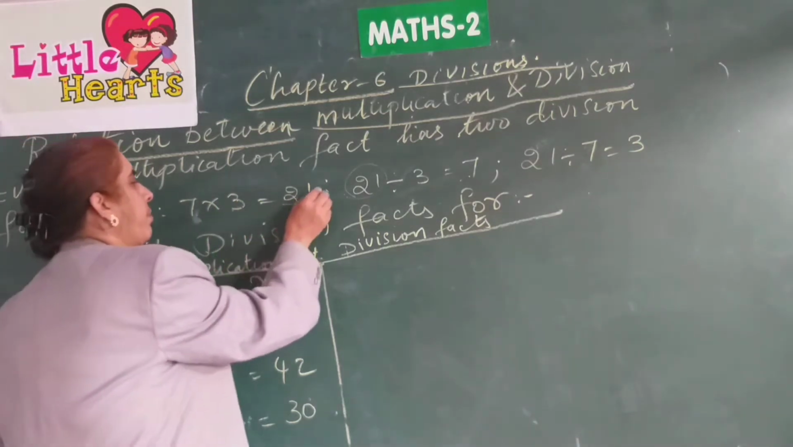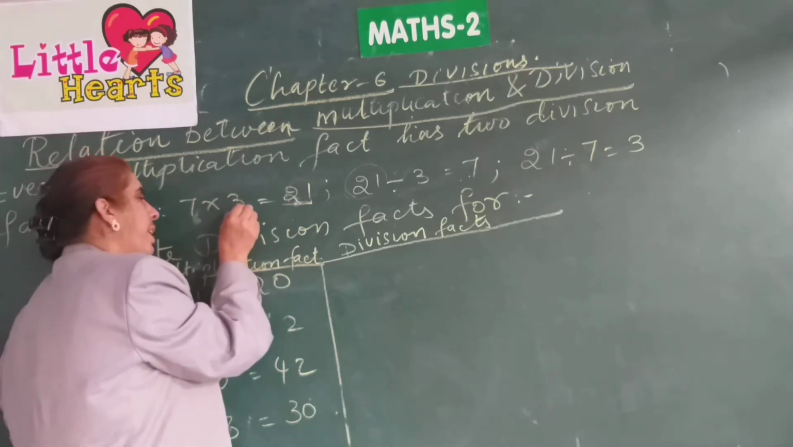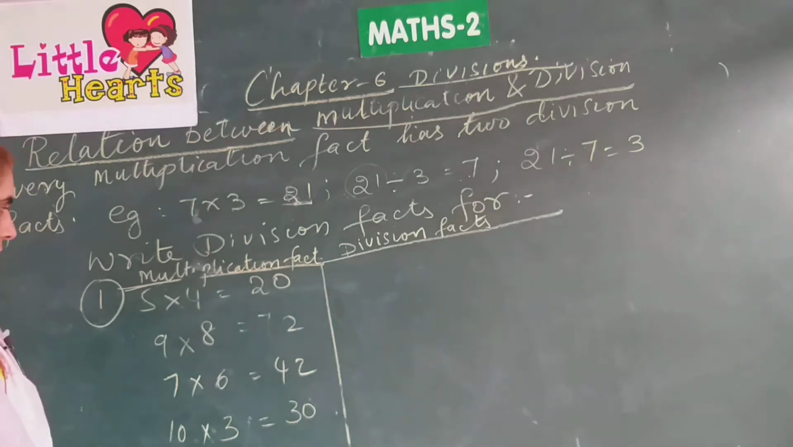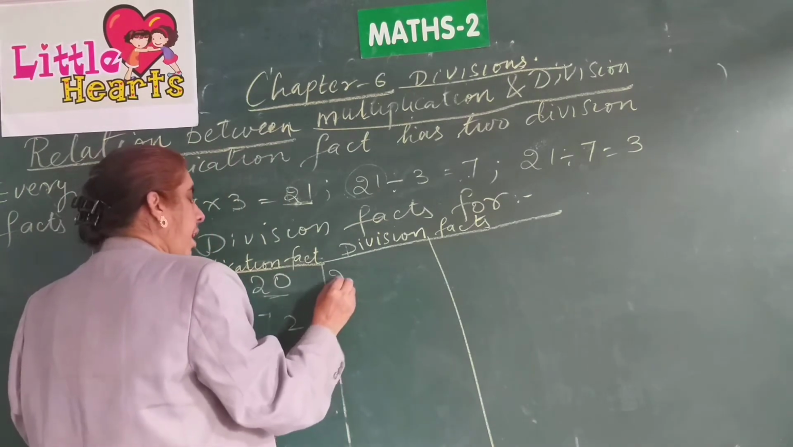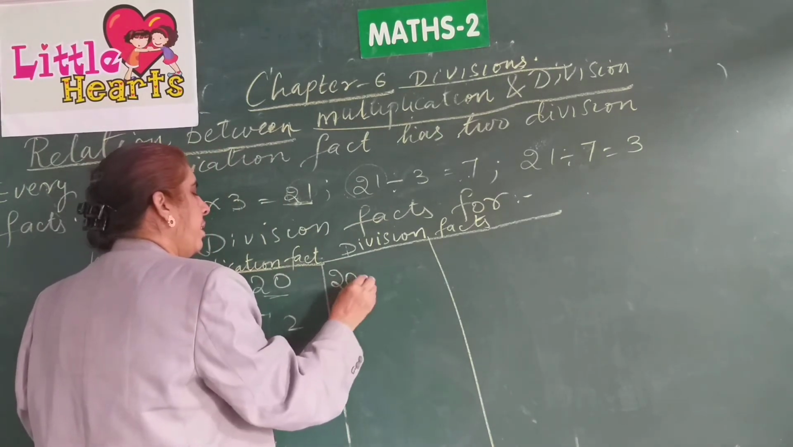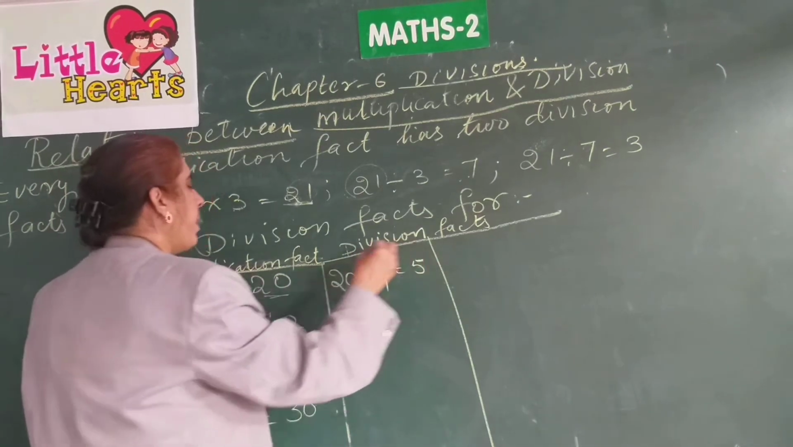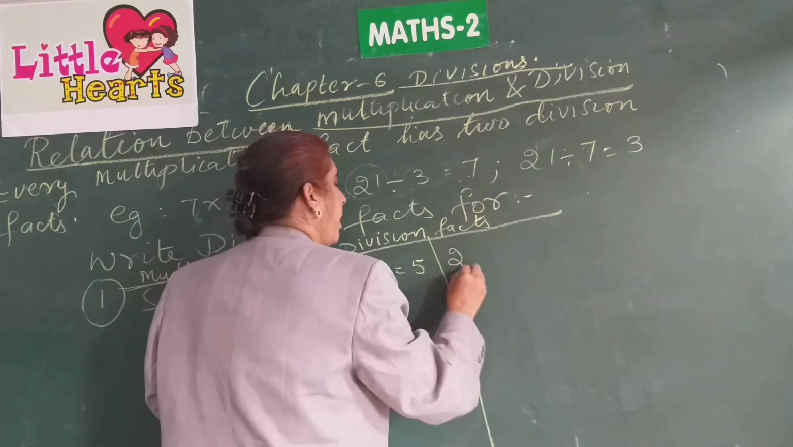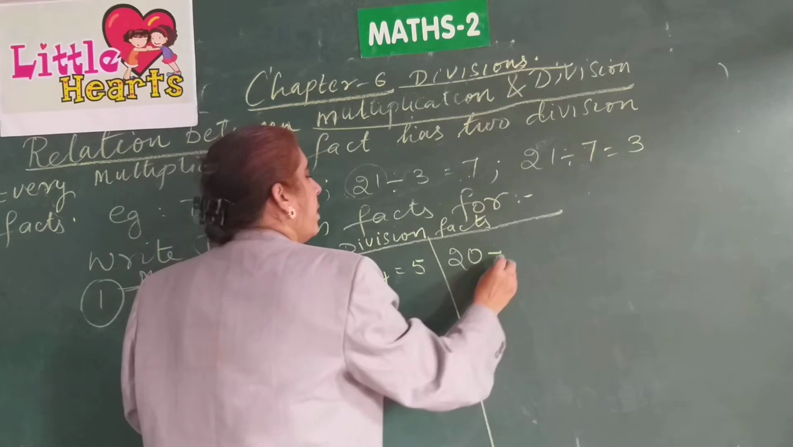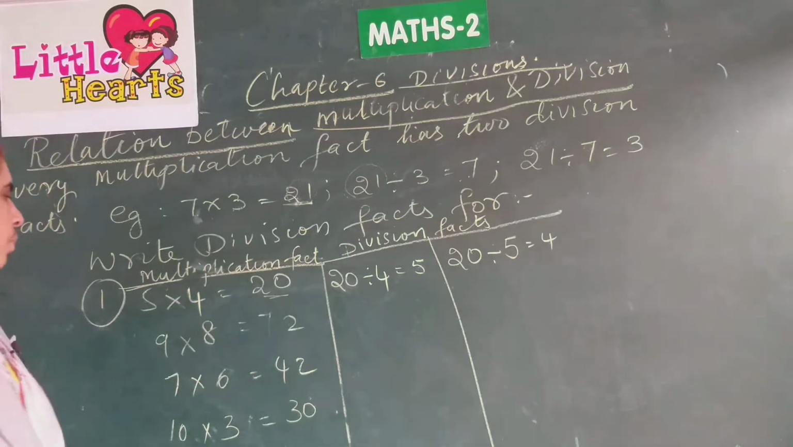So, the product becomes the dividend, and one of these two factors becomes the divisor, and the other becomes the quotient. For this, 5 fours are 20. This becomes the dividend, 20. Take this number first as divisor, the other becomes the quotient. 20 divided by 4 equals 5, and reverse these two. 5 becomes the divisor and 4 becomes the quotient. 20 divided by 5 equals 4.